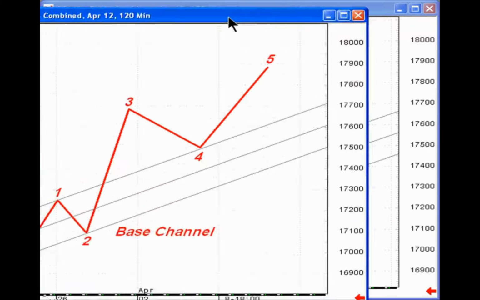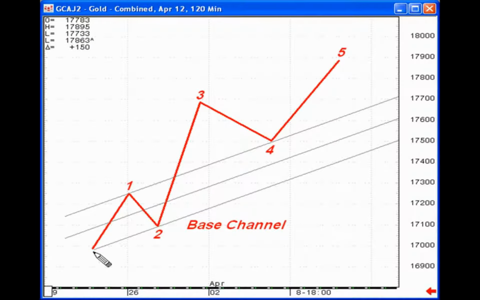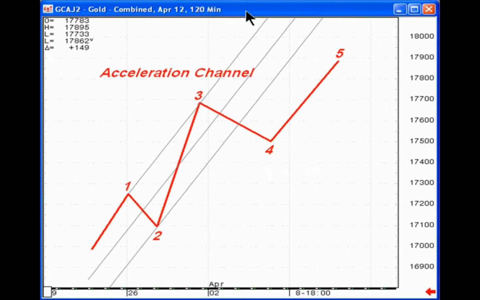So here we have our base channel. Again, from the origin of 1 to the extreme of wave 2, draw a parallel of this line and take it to the extreme of wave 1 and extend it across. When this event happens, then you can confidently begin to look at this move as a 3. Okay? So then we come to what I call the acceleration channel. Here's the acceleration channel right here.